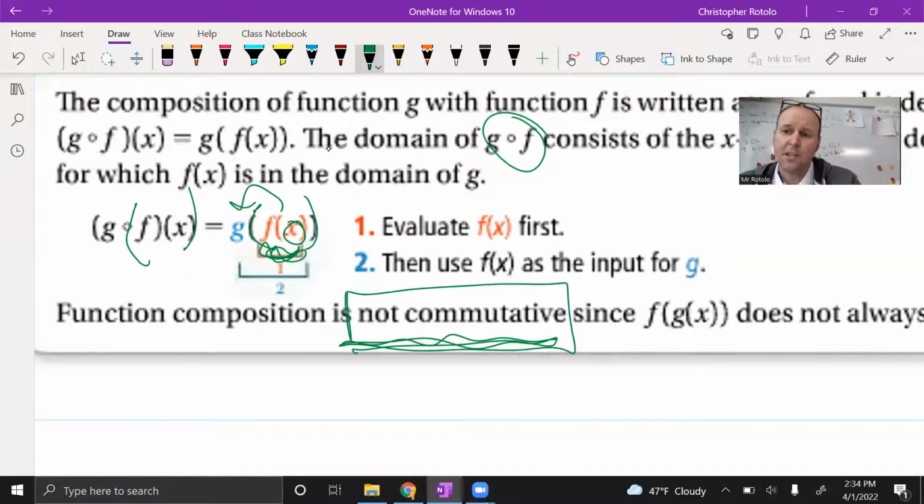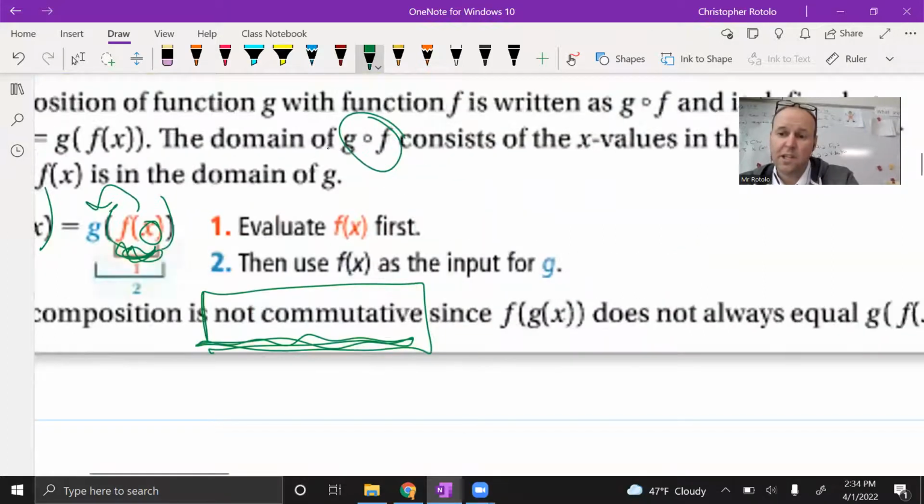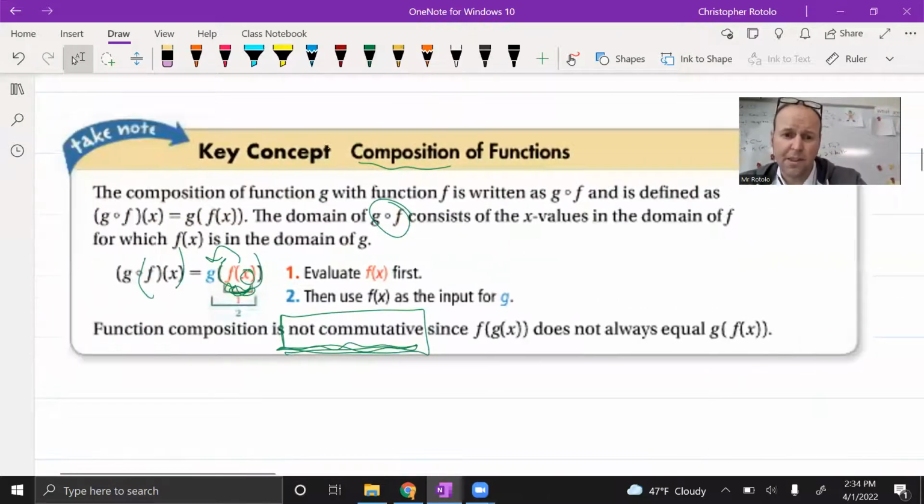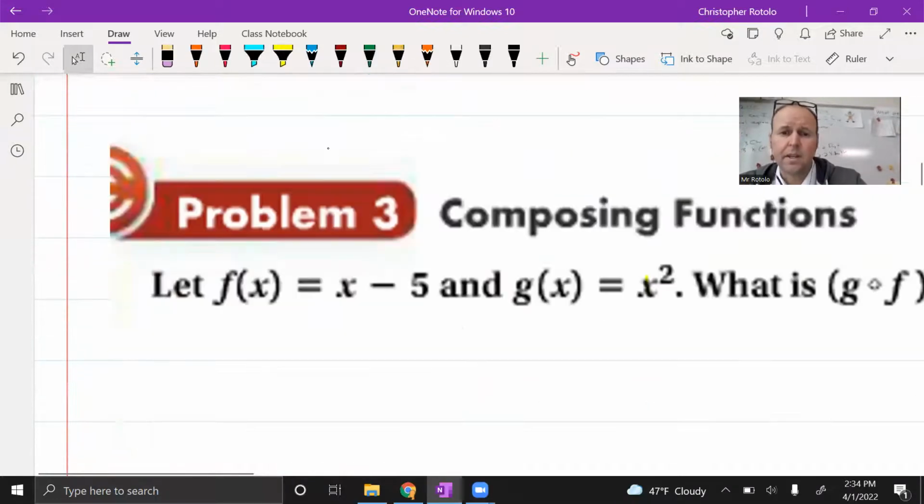So what that means is the order matters. If I do g of f of x and I do f of g of x, it does not always equal the same thing. It only equals the same thing in a very special situation that we'll probably talk about in pre-calc. When we get to pre-calc, we talk about that. All right, so let's take a look.